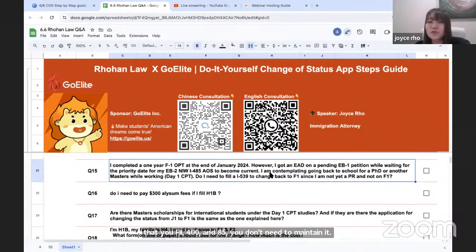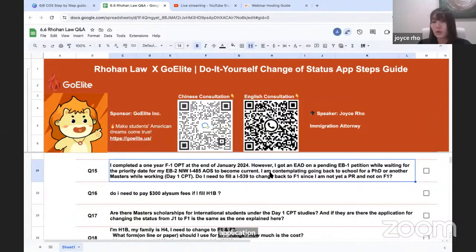But if you do not maintain a valid non-immigrant status, that means that if your green card application is denied in the future, you have to leave the country. So this strategy is really applicable if you think that your green card application has a strong chance of approval in the near future. If you don't have any concern about the green card application, then you don't need to maintain your non-immigrant status.